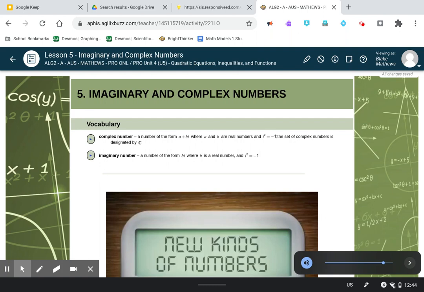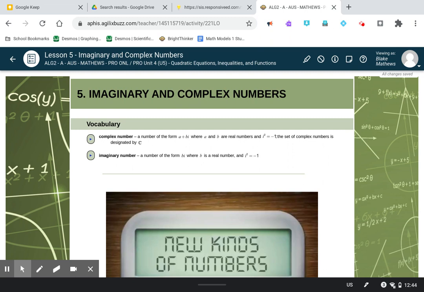All right, this is the Algebra 2 Unit 4, Lesson 5 video. It's Unit 4, Unit 5. No, that's always confusing. This is the Lesson 5 video over imaginary and complex numbers.